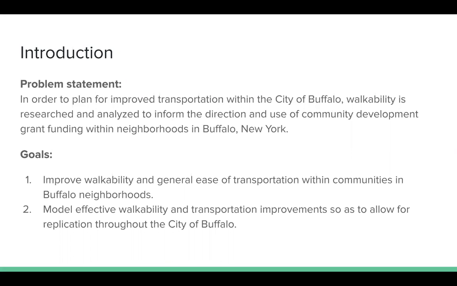Introduction. For our problem statement, we have the following. In order to plan for improved transportation within the city of Buffalo, walkability is researched and analyzed to inform the direction and use of community development grant funding within neighborhoods in Buffalo, New York. Our goals are as follows. First, it's to improve walkability and general ease of transportation within communities in Buffalo neighborhoods. And second, it's to be able to model effective walkability and transportation improvements so as to allow for replication throughout the rest of the city of Buffalo.